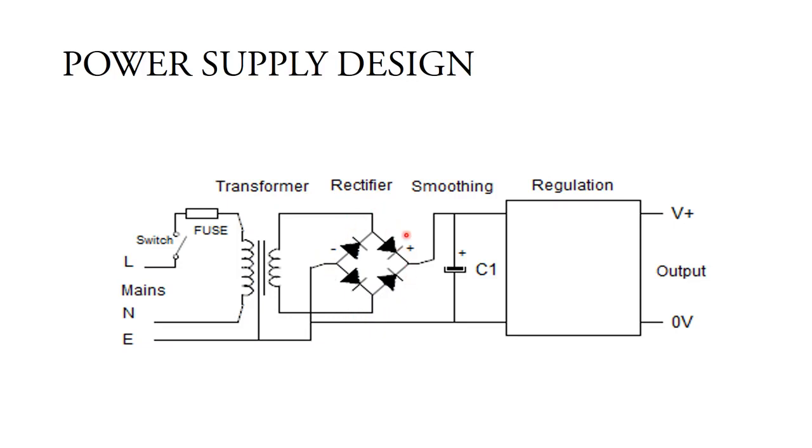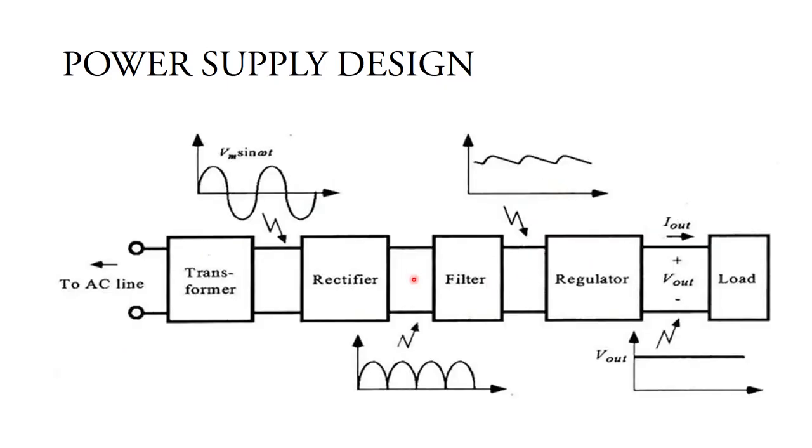Then it passes to the rectifier, which provides a pulsating DC voltage as your output. The variations in the output are filtered out using the filter. So when you look into the filtered output, even then it contains some ripple voltage. So that variation has to be removed or regulated using the regulator.